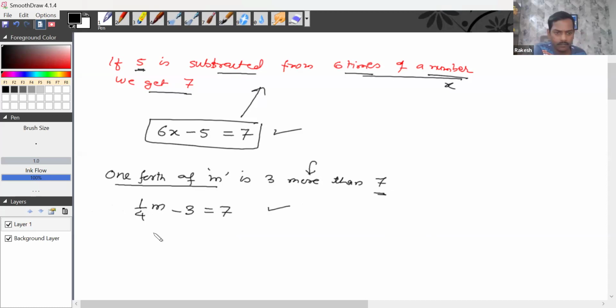Some of you might have got 1/4 of m is equal to 7 plus 3. This is also correct. 3 more in the sense, add 3 to 7, and that should be equal to it.